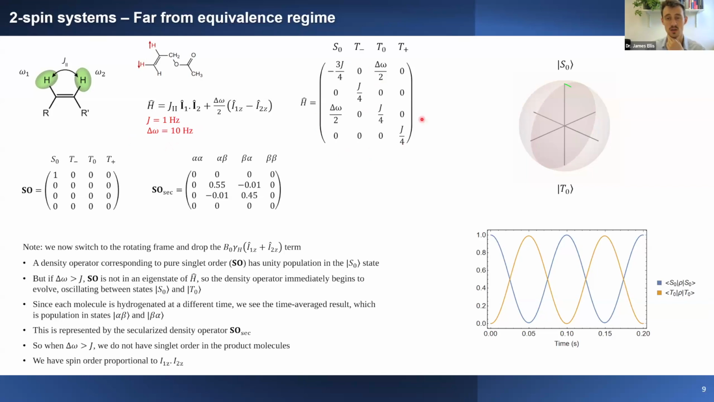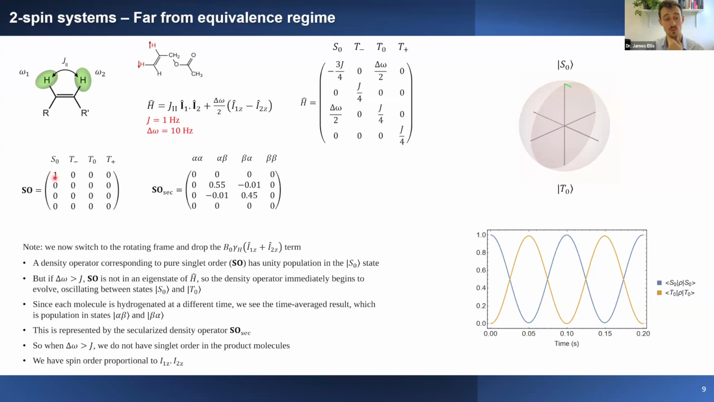We have our Hamiltonian, and it's structured like this. If we write the Hamiltonian in this matrix form, we have these J coupling terms on the diagonal, and this chemical shift difference term that connects the states S0 and T0. But if this term is 10 times larger than the J couplings, then these off-diagonal elements completely dominate, and so this is not the eigenbasis of the system. And we will see immediate evolution of a density operator where we have singlet order. And that's what we saw in the PASADENA experiment.